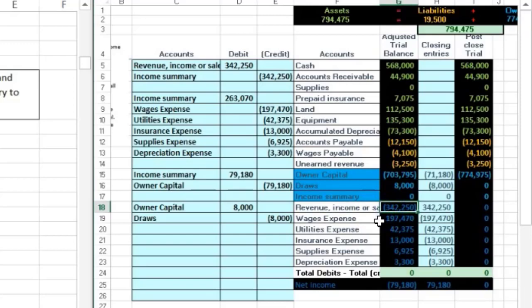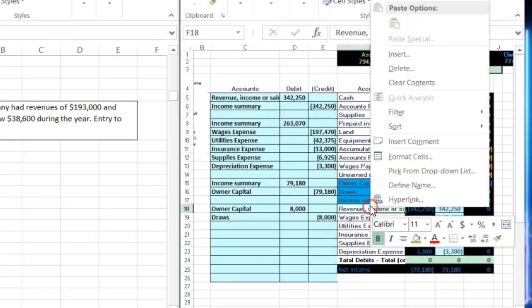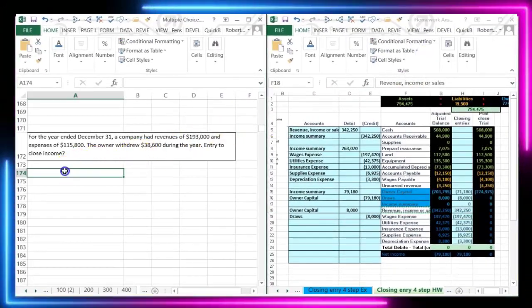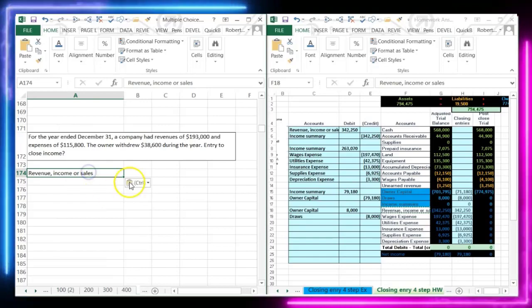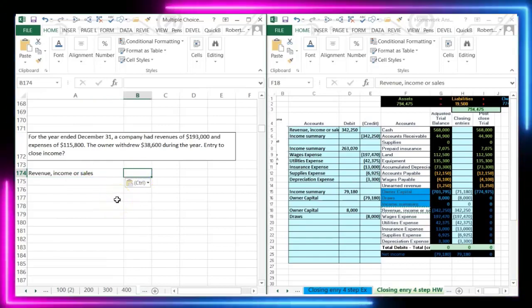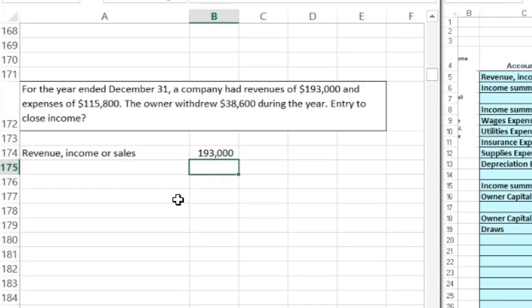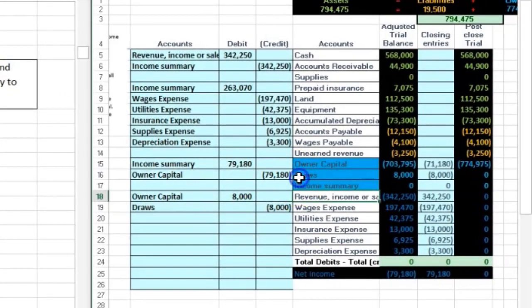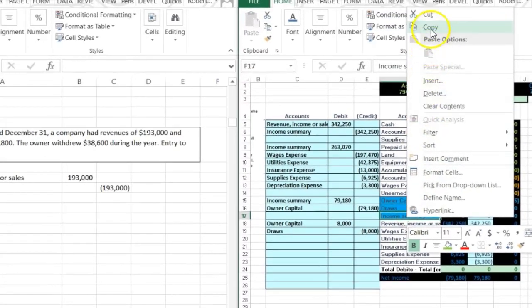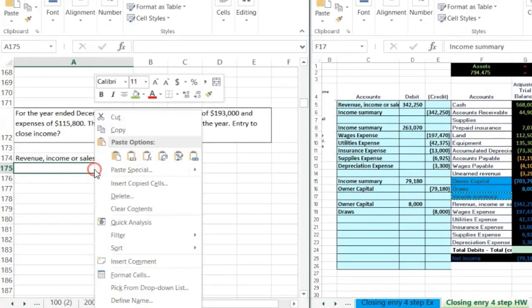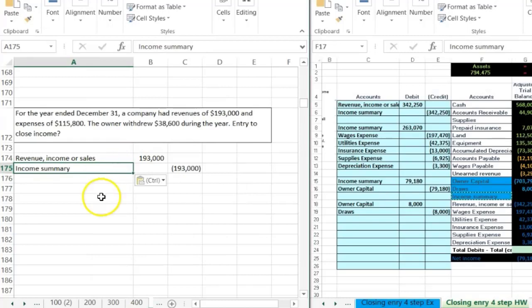We need to make it go down, so we're going to debit it. So whatever it's called, if it's revenue, income, whatever, we're going to debit that one for the amount that's in there, in this case being $193,000. And we're going to credit something for 193, that being the income summary. Remember, we're going to close it out. This is called a clearing account. We're closing it out to this new account that's going to be zero at the end of these four journal entries, at the end of the closing process. And that's all we need in this case.